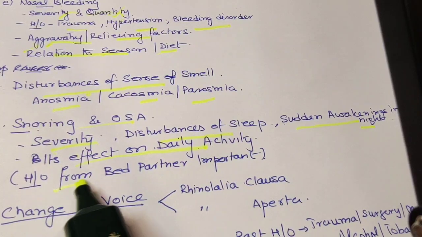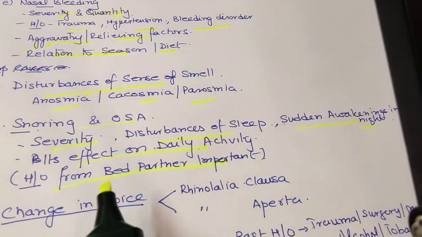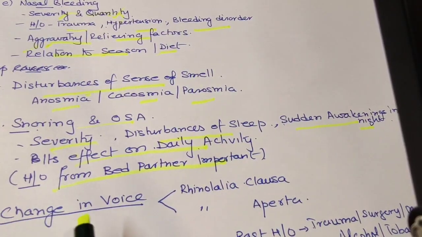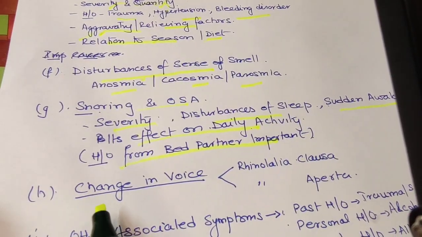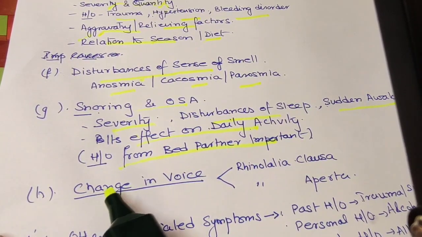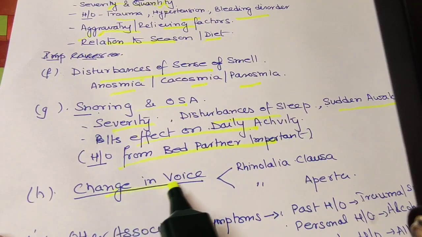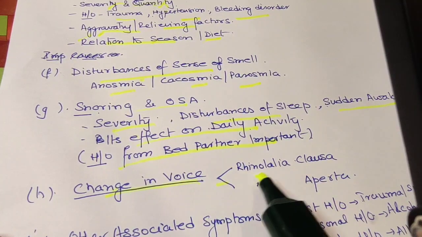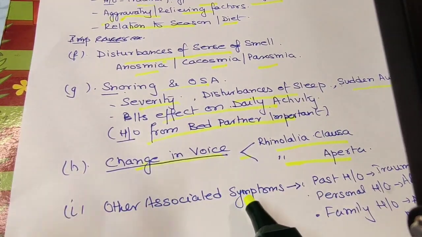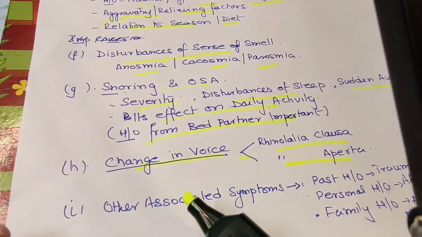So the history from the bed partner is very important. The bed partner is the person who actually sleeps with the patient, and that's the person who will give you the exact history about the snoring, because the patient himself or herself is asleep at that point of time. Then the change of voice, as we've already talked, whether it is rhinolalia clausa or rhinolalia aperta. So you have to record it in the history. Is there any change of voice or not?